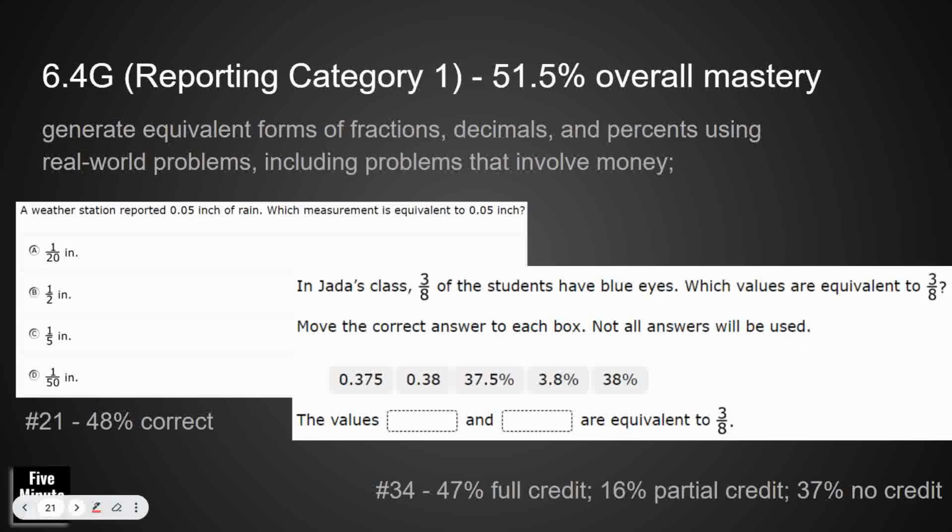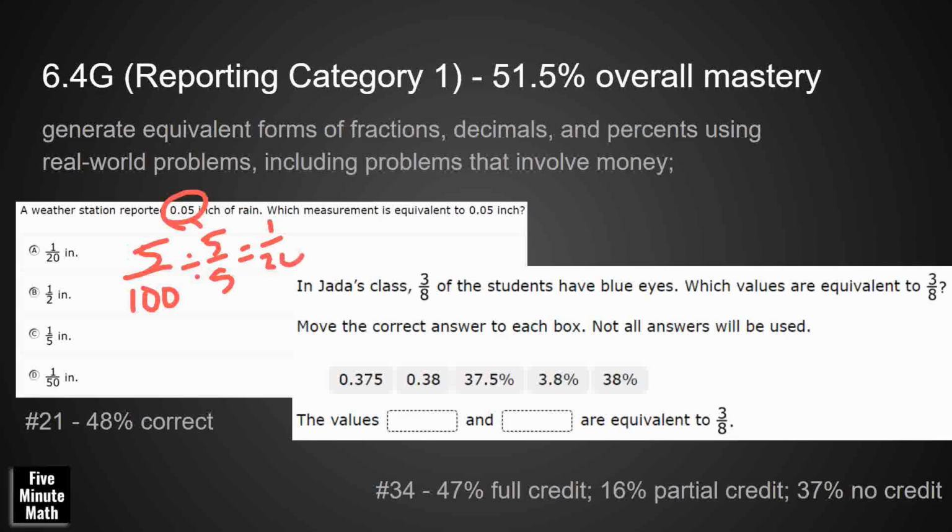So next, we're looking at 6.4G, 51.5% overall mastery. We're generating equivalent forms of fractions, decimals, and percents. 48% of our students on number 21 were able to generate this 0.05. This is 5 in the hundredths place, so I'm going to write this as 5 hundredths, and then I need to simplify. You can divide both top and bottom by 5, and you're going to get 1 over 20. That's our answer right there.